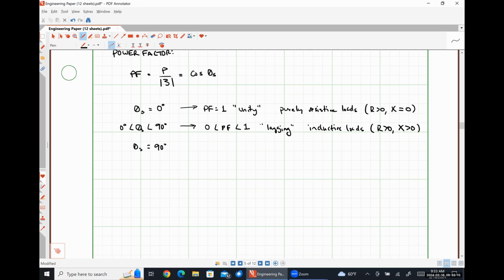When theta S is equal to exactly 90 degrees, our power factor is 0. So we're operating at 0% efficiency because we don't have any average power being absorbed. This only happens for a purely inductive load, where R is equal to 0 and X is greater than 0.